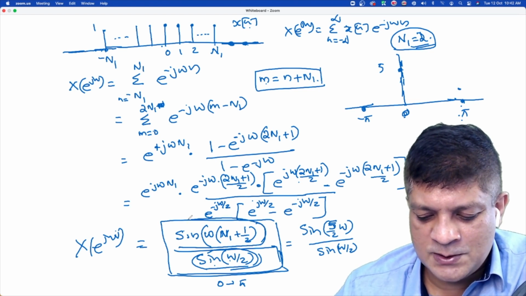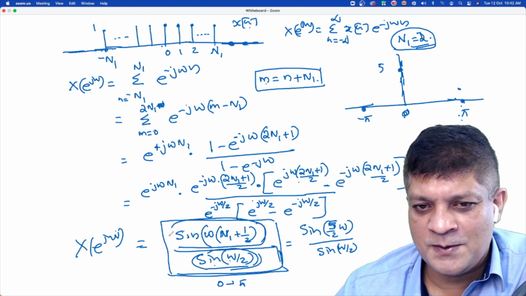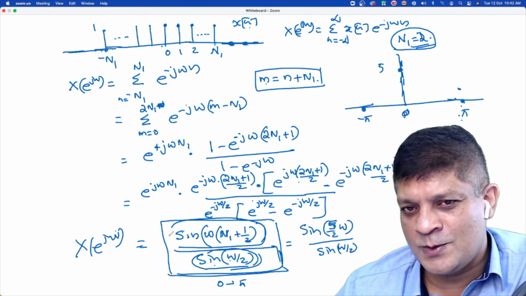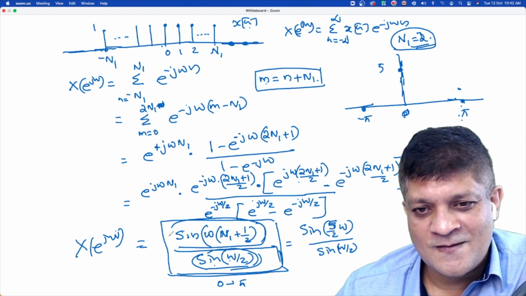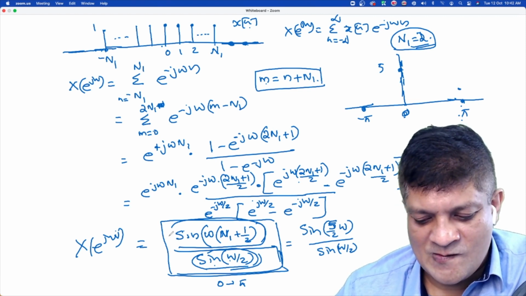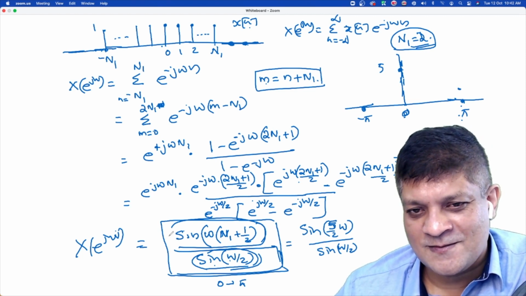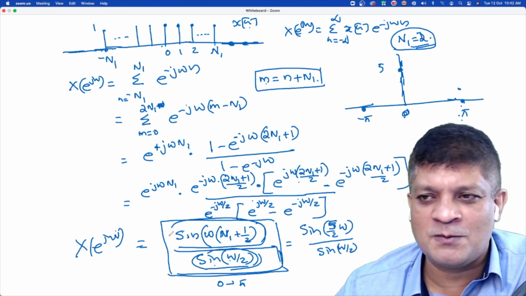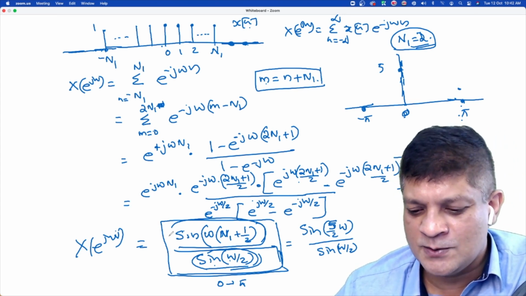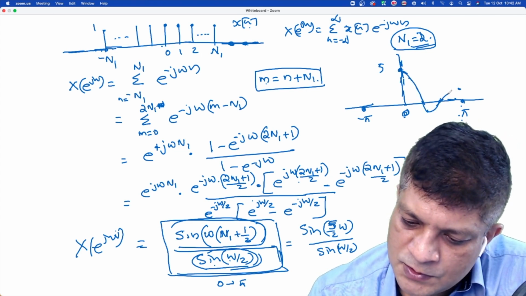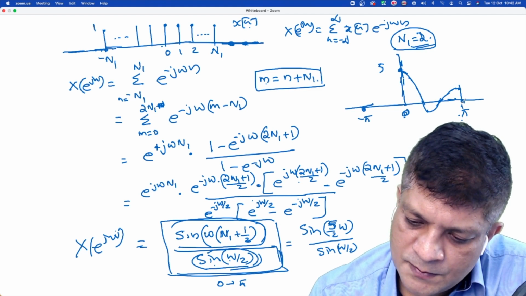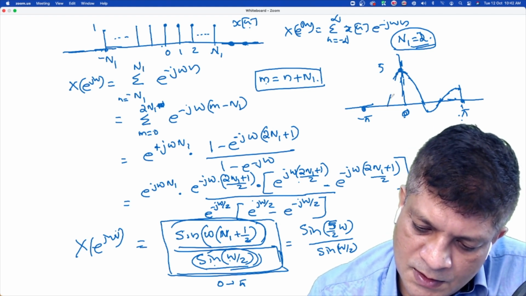Now what about this function, sine 5 omega by 2? Will it change sign? How many zero crossings? 2. Okay, I'm leaving it as an exercise. There will be 2 zero crossings. Find those values, and the approximate shape is something like this. Then since it is an even function, it is something like this.